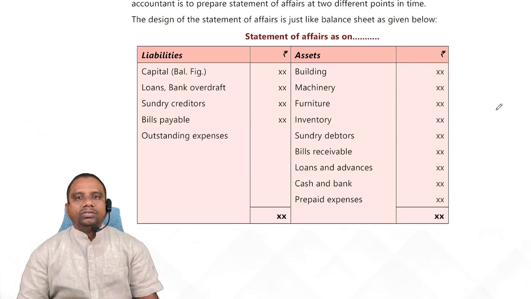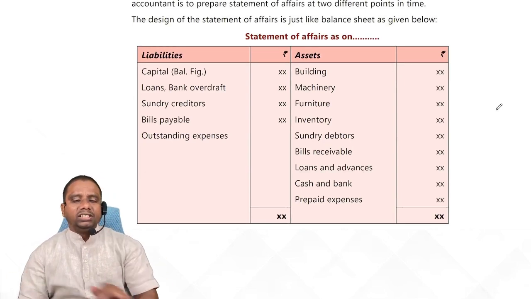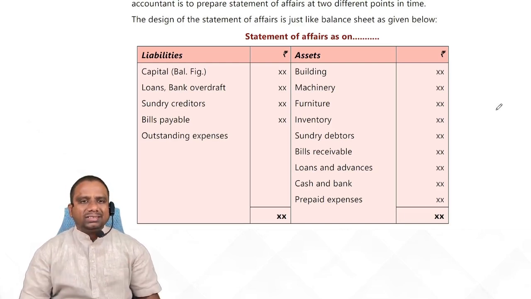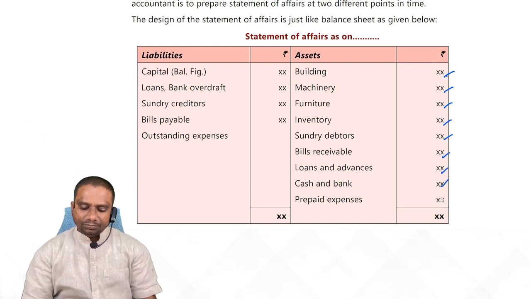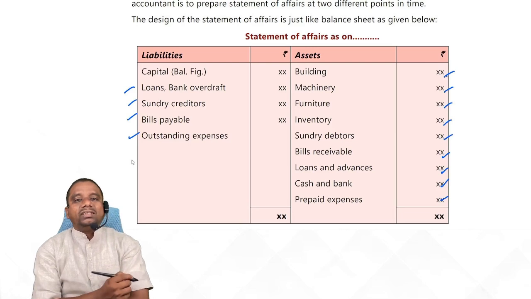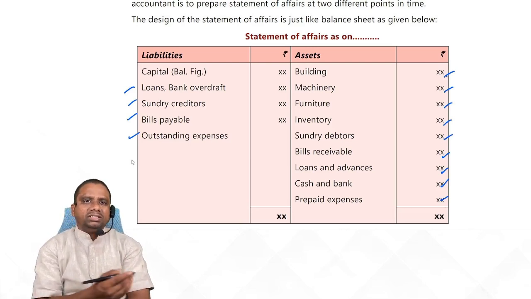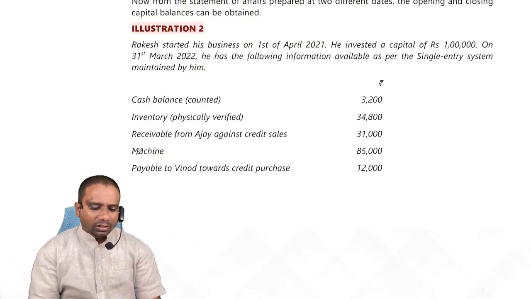see the statement of affairs format, students. The statement of affairs looks like a balance sheet, but we should not call it a balance sheet, though we follow the same. On the right hand side, we write all assets. On the left hand side, we write all liabilities, and the difference is nothing but capital. You know the accounting equation: assets minus liabilities is equal to capital. Clear? Now look at illustration 2.